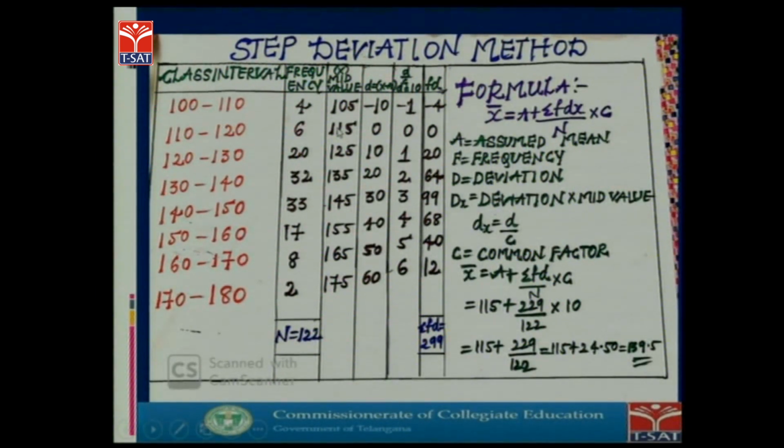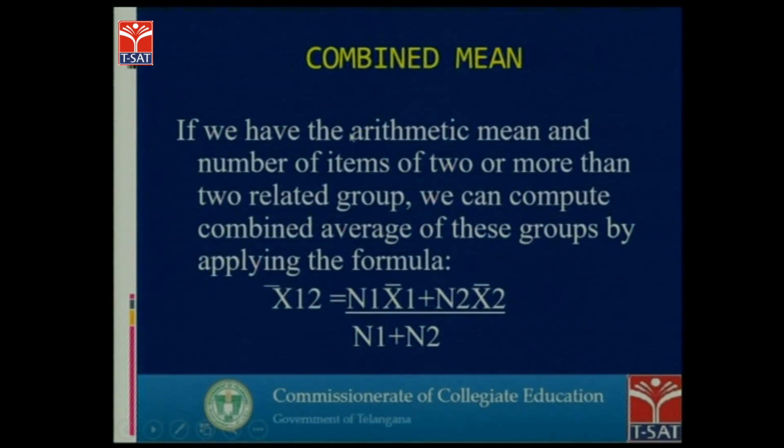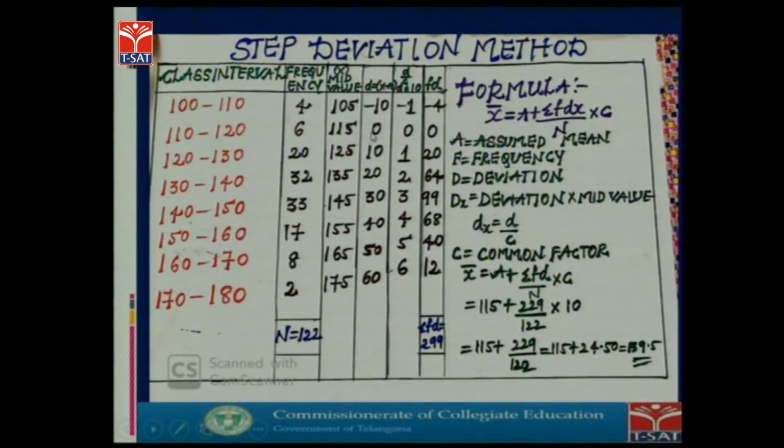Now d is equal to x minus a. We have to subtract these two values, that is 105 minus 115 will give us minus 10. 115 minus 115 is equal to 0. 125 minus 115 is 10. 135 minus 115 is 20. In this way we have to subtract.